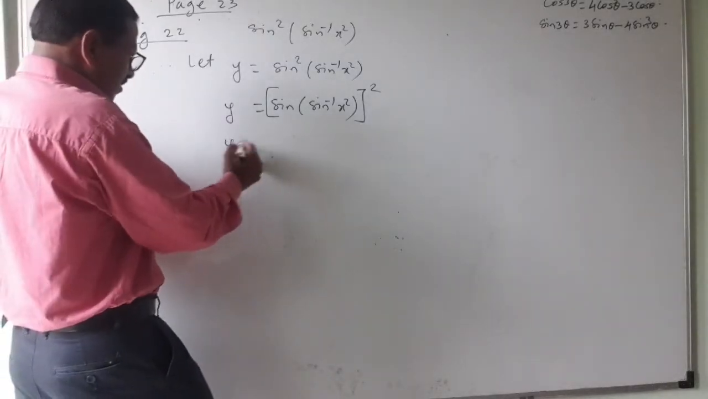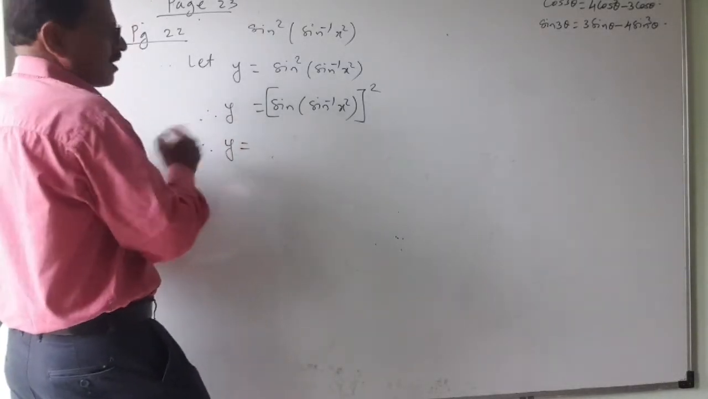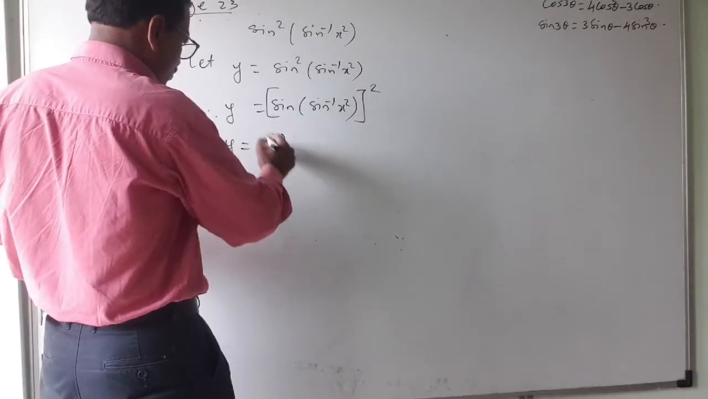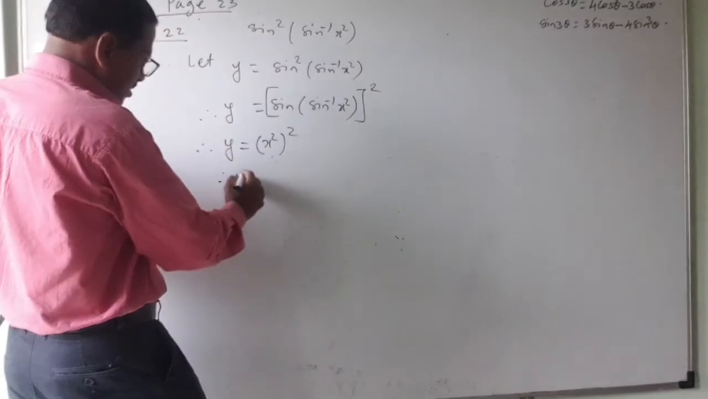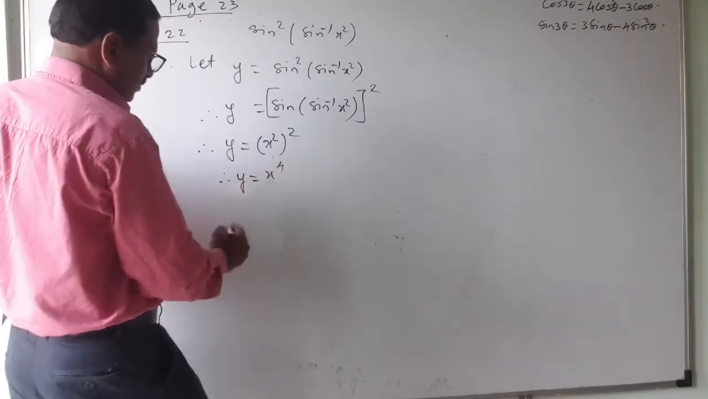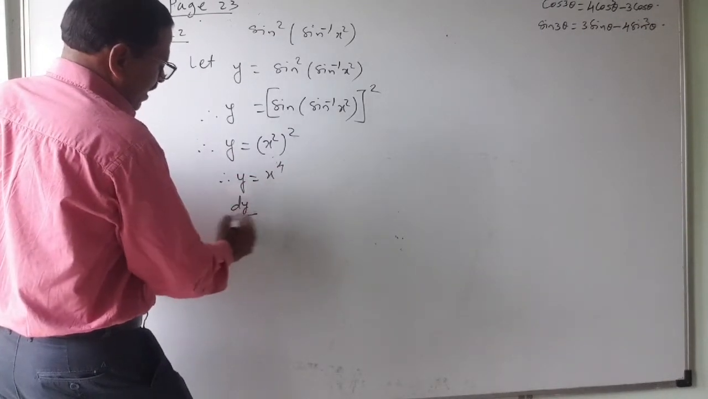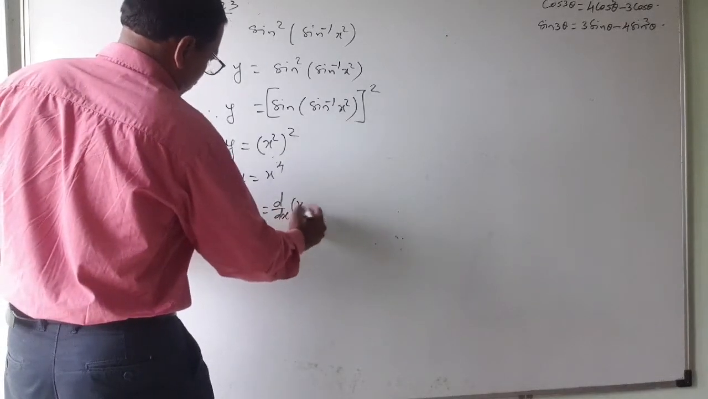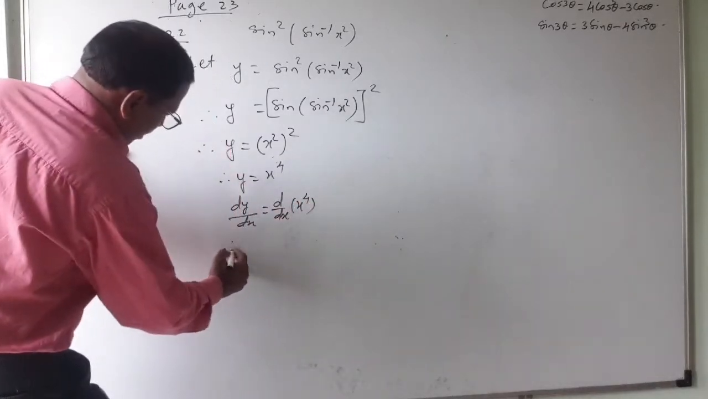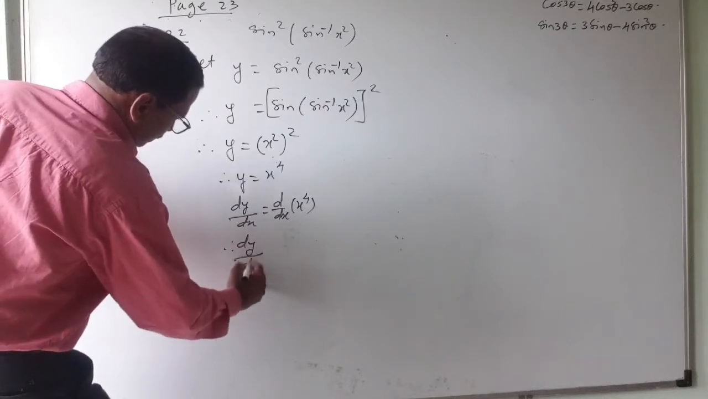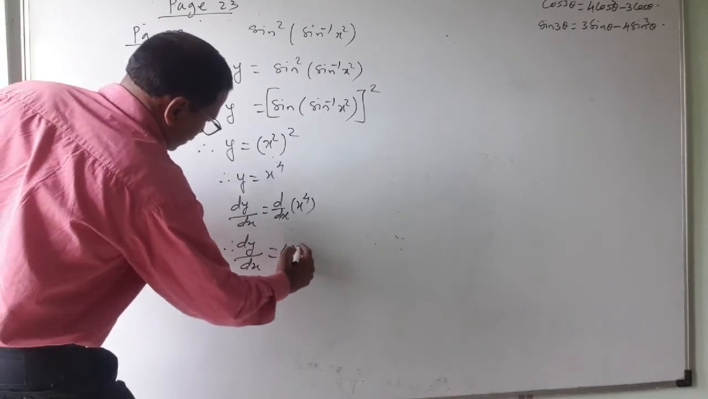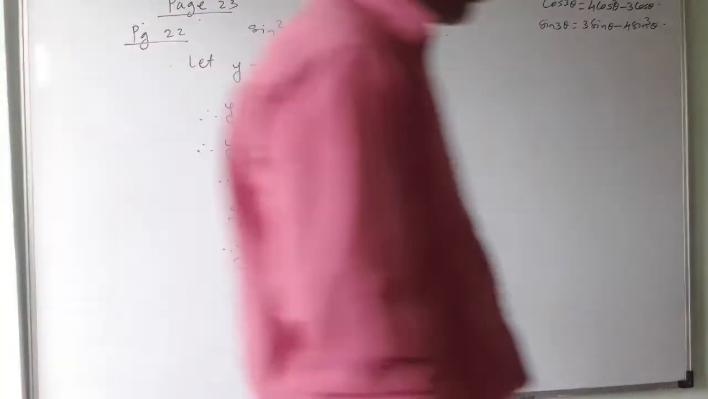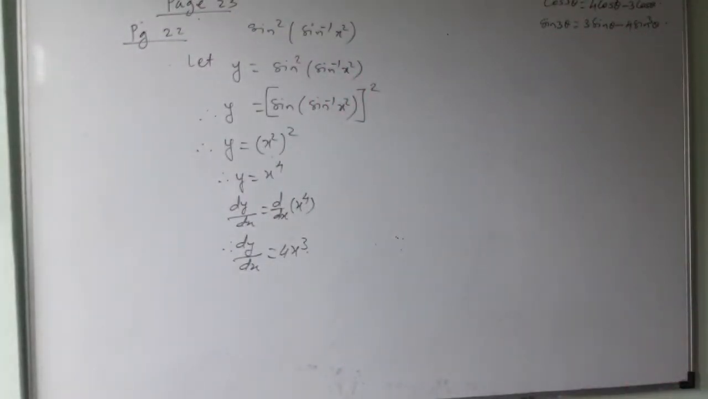Now y is equal to sin sin inverse cancels, so x square raised to square. Therefore y is equal to x raised to 4. Therefore now dy by dx is equal to d by dx of x raised to 4. Therefore dy by dx is equal to 4x cube. This is the way how you can solve it. If you want to take a snap, you can take.